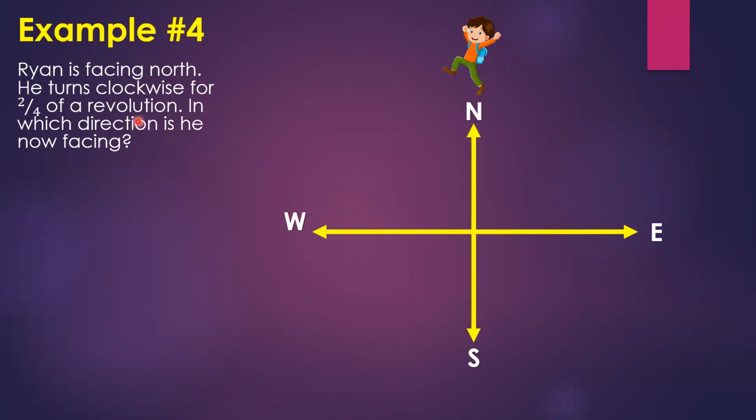Ryan is facing north. He turns clockwise for two-fourths of a revolution. In which direction is he now facing? Very good. So that's the question. Put your answer inside the chat for me, please. Again, I need everyone to put their answer inside the chat. Ryan is currently facing north. He turns for two-fourths of a revolution. In which direction is he now facing? Go ahead.